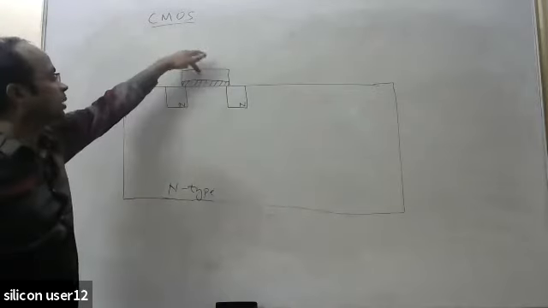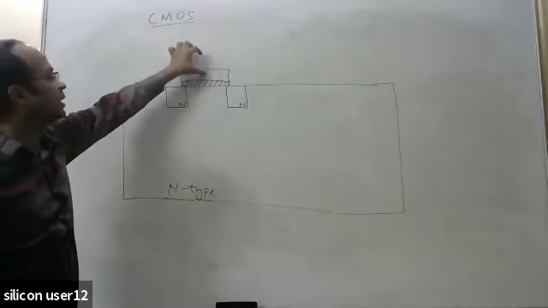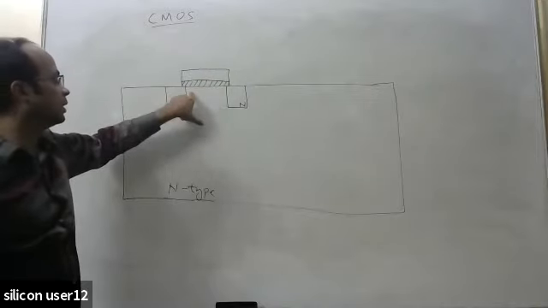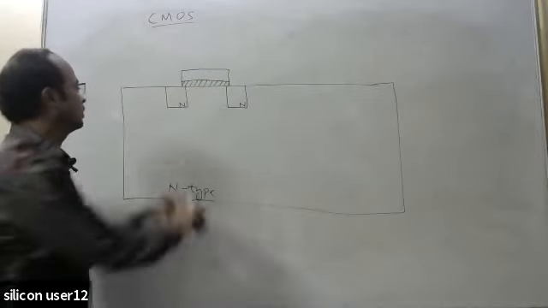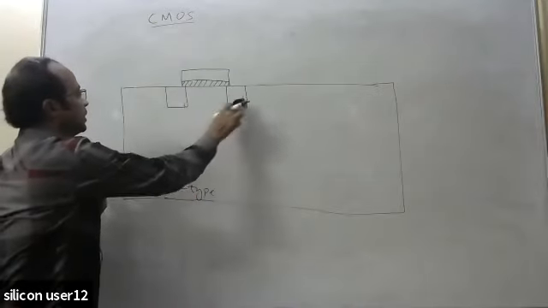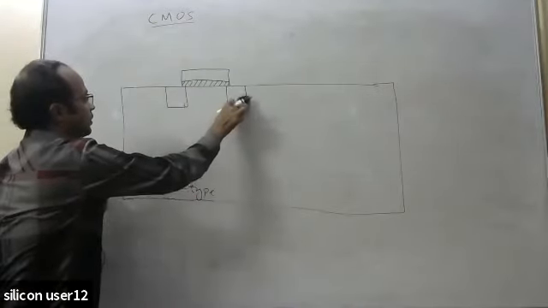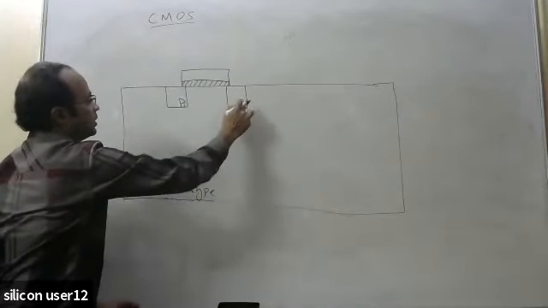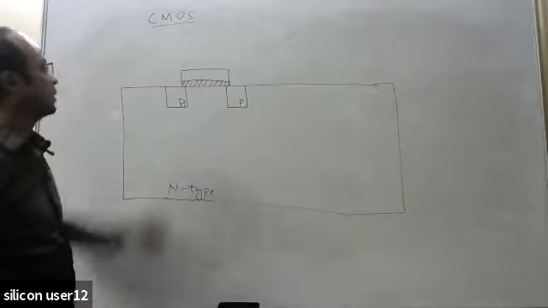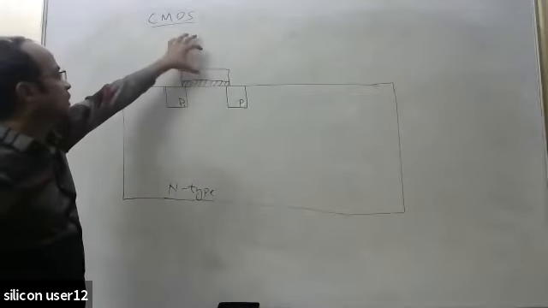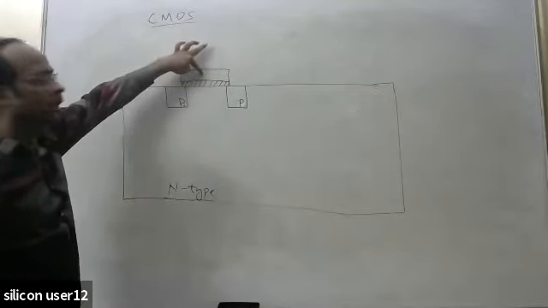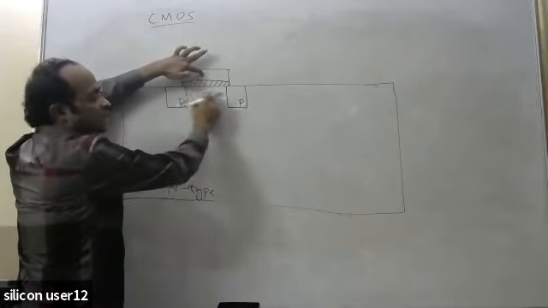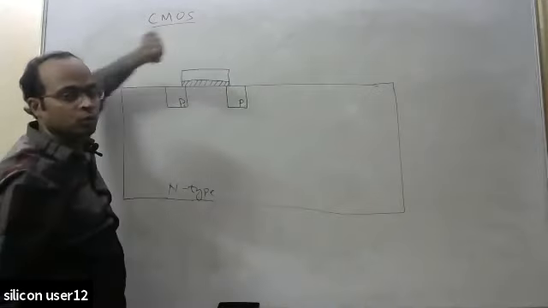If you give a negative voltage to the gate terminal, it will attract the holes, and those holes will gather near the surface. That will create a channel, and your PMOS will act.